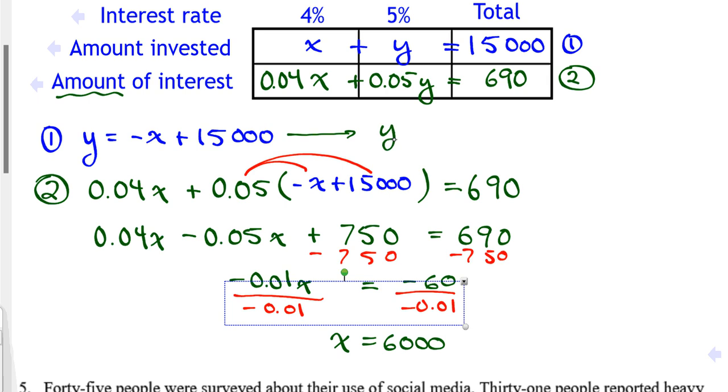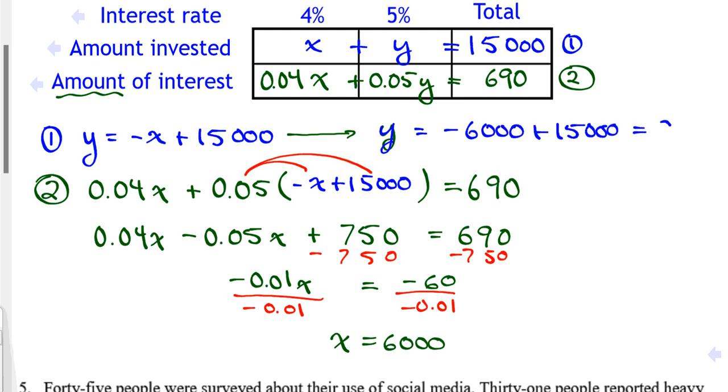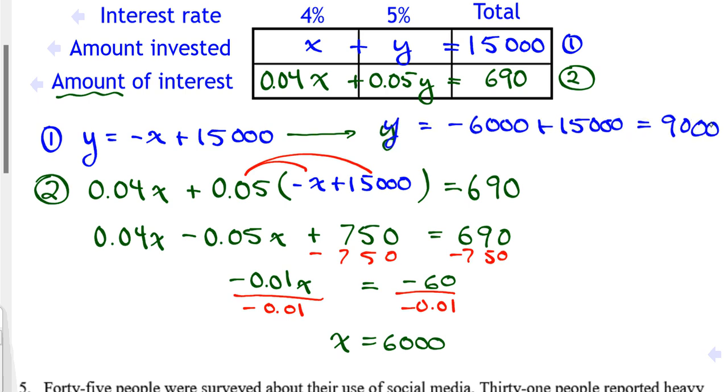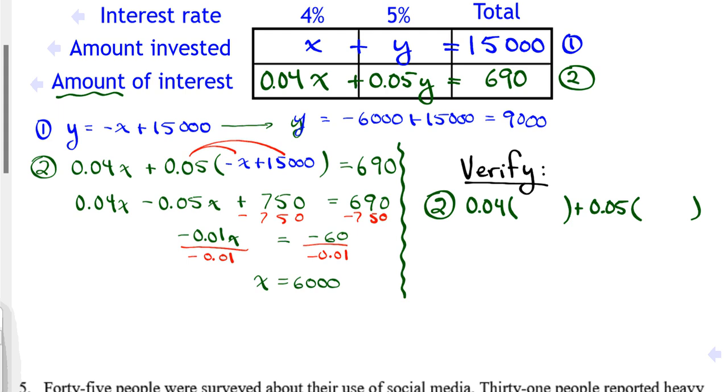my y value. So I should be doing blue here again. My y will equal negative 6,000 plus 15,000, which will give me a y value of $9,000. Then we should verify. Let me make some space here. I've made some space, but still it's a little bit tight, but we'll make it work. My x value is 6,000. My y value was 9,000.